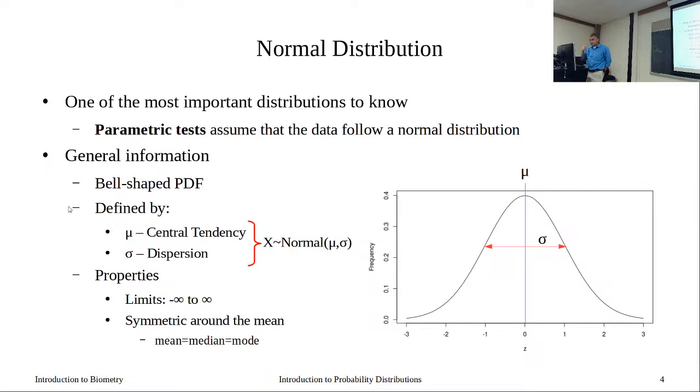So what is the normal distribution? Normal distribution is this bell-shaped curve. When we use it for a test, or when we assume our means follow this normal distribution, we're doing what's called a parametric test. So it assumes that our sample means follow a normal distribution. It is defined by our population mean and our population standard deviation. So it's defined by mu and sigma.